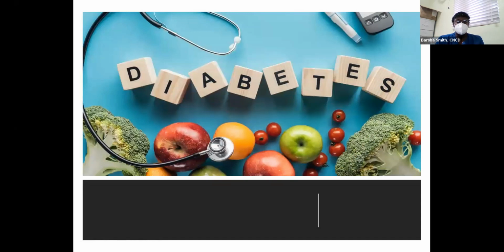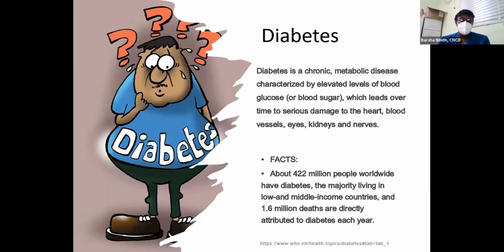Let us take a quick look at diabetes. I did not spend a lot of time looking at the definition of diabetes because as healthcare professionals, you have a lot of lectures and information on diabetes, so we just look at it briefly. So we know that diabetes is a chronic metabolic disease characterized by high levels of blood glucose. But what is amazing is that 422 million people worldwide have diabetes. The majority of those are living in low and middle income countries.